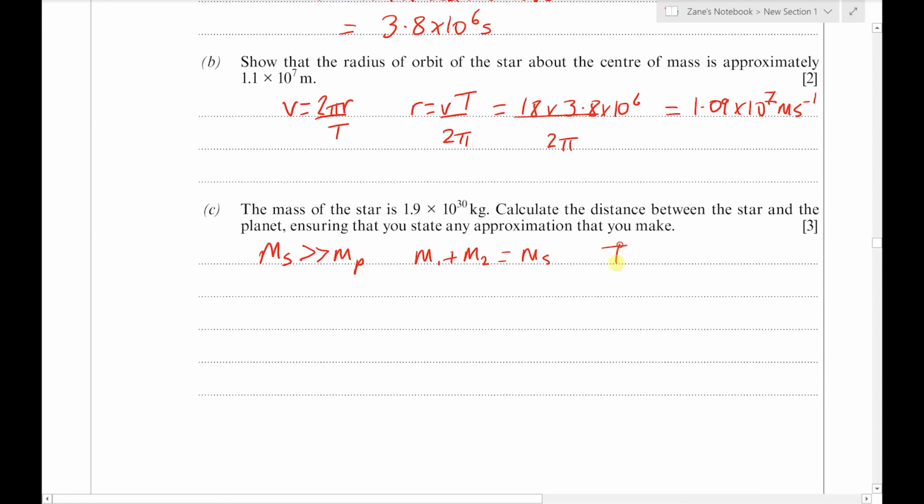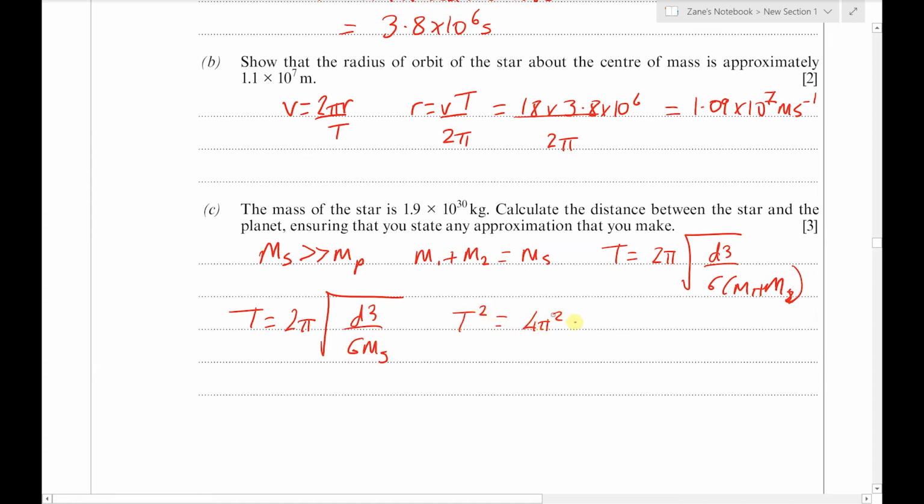So in this question we're going to use T equals 2 pi root d cubed over G(m1 plus m2). That should be a 2, and that's going to simplify to T equals 2 pi root d cubed over G times the mass of the star. We square both sides, we get T squared is 4 pi squared d cubed over G times the mass of the star, and that will give us d will be the cube root of T squared G times the mass of the star over 4 pi squared.